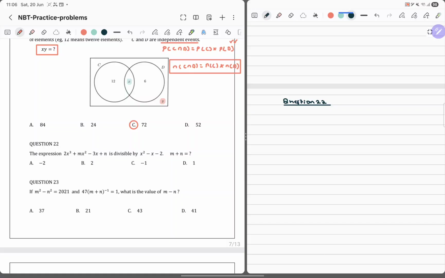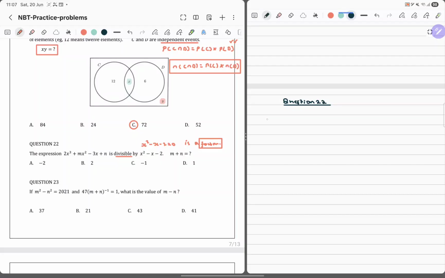So question 22 says the expression 2x cubed plus mx squared minus 3x plus n is divisible by x squared minus x minus 2. So what do we know, folks? This tells us that essentially this x squared minus x minus 2 equal to 0 is a factor. Right, so that's factor theorem. Okay, so this is cool.